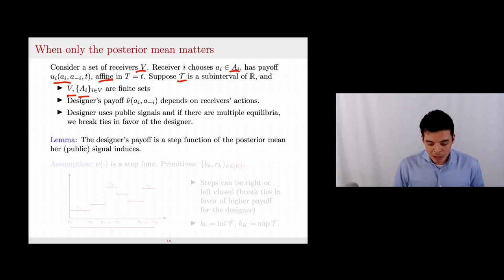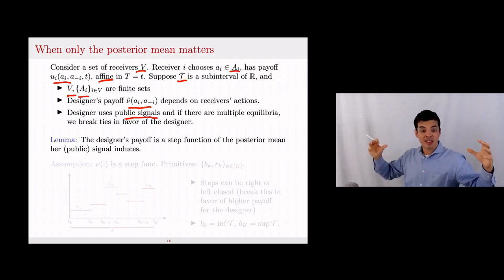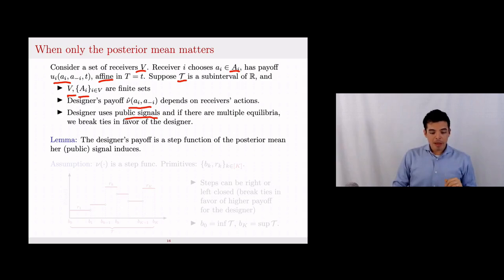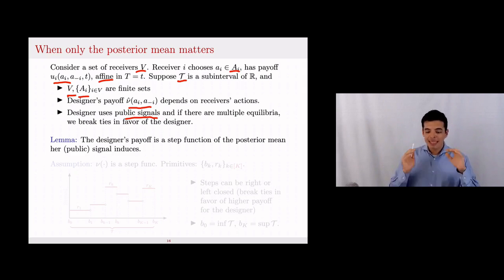I will assume that the payoff of the designer depends only on the actions chosen by the receivers, not on the state, and the designer uses public signals. By that, what I mean is that the designer does not share a different signal with each agent. The designer chooses only a single signal and shares its realization with all the receivers in the game. In this setting, it turns out that the payoff of the designer depends only on the posterior mean her signal induces. Moreover, this payoff is really a step function of the posterior mean that her public signal induces. And this is actually not too difficult to see.